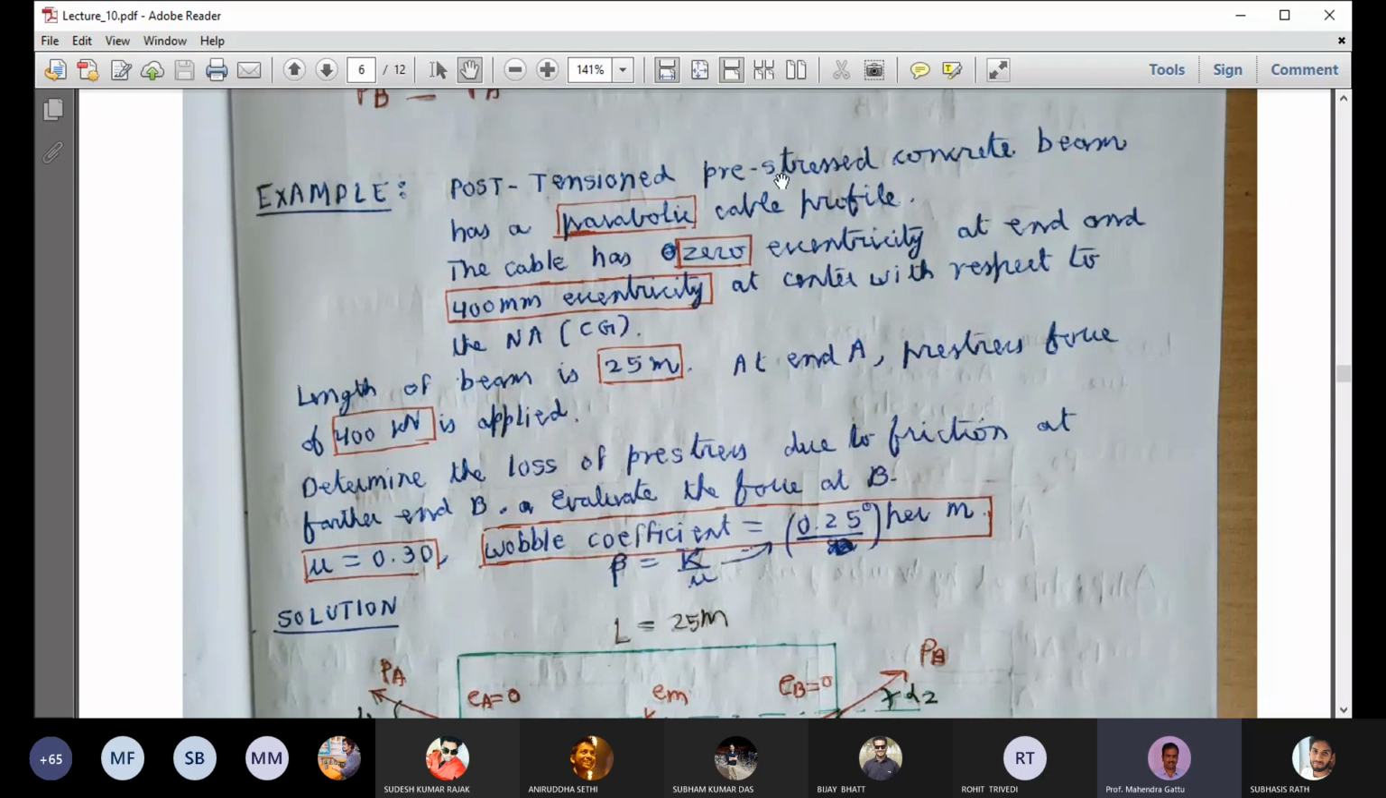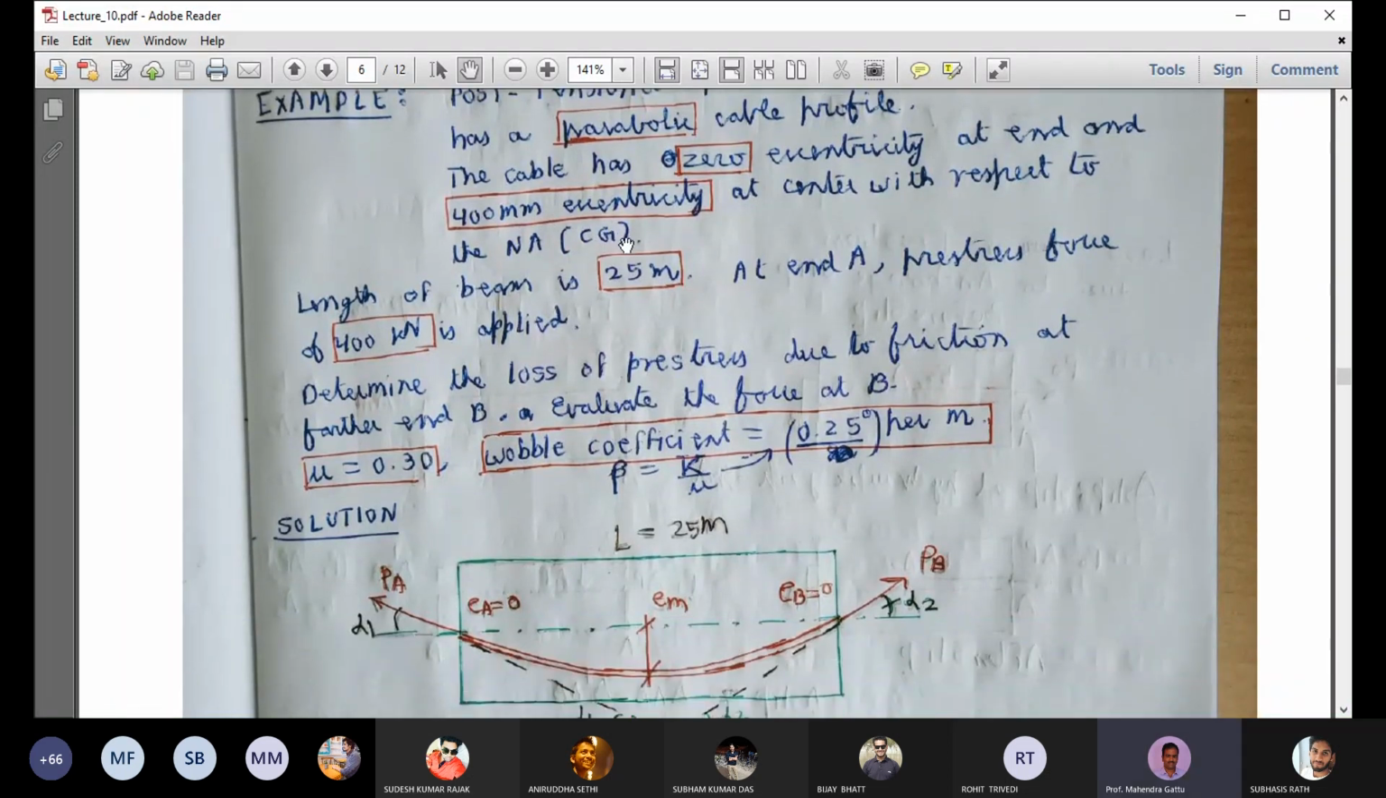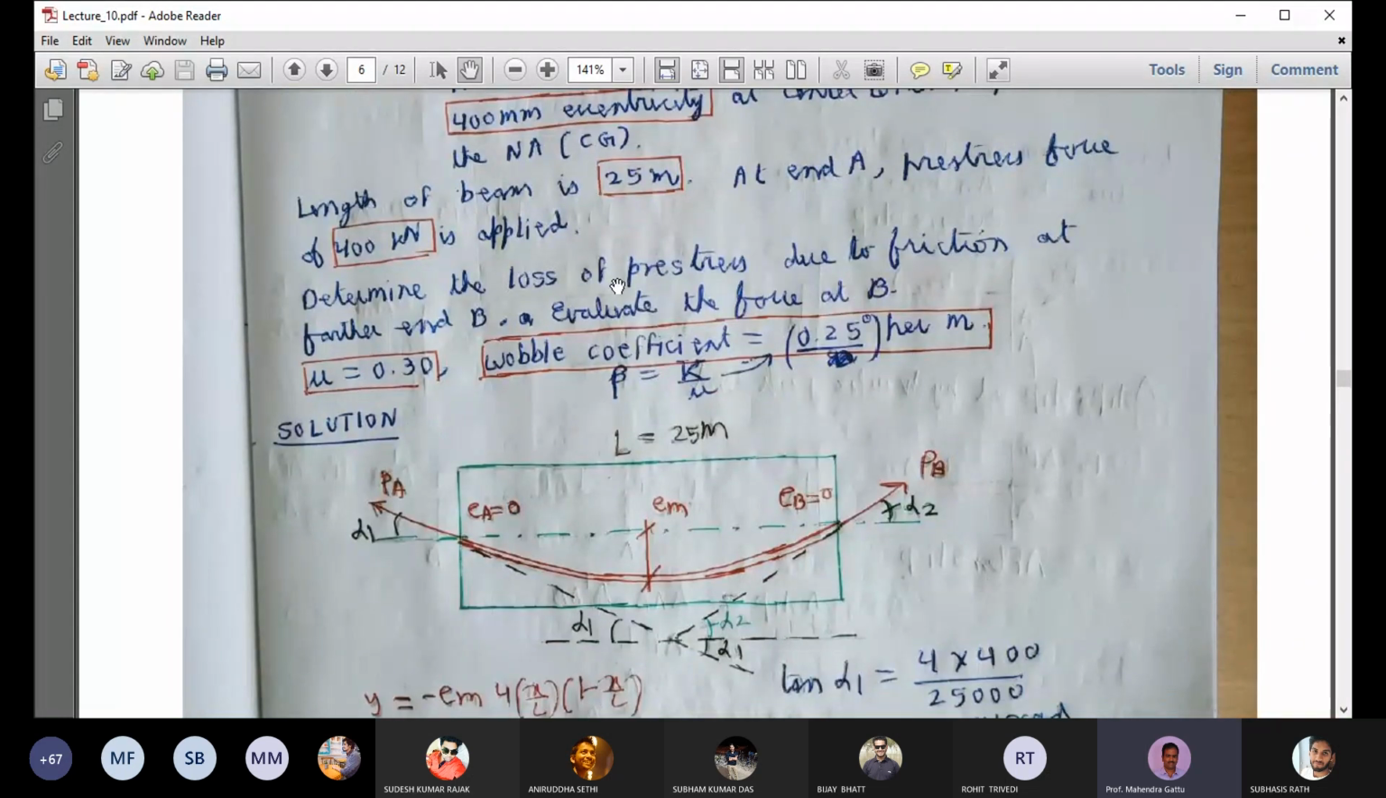So we have a post-tensioned pre-stressed concrete beam, and the cable has a parabolic profile. The cable has zero eccentricity at both ends, and at the center it has an eccentricity of 400 millimeters, and that eccentricity is usually with respect to the neutral axis. The span of the beam is 25 meters, and at end A the pre-stress force is applied. That value is 400 kilonewton. We are asked to find the loss of pre-stress due to friction at the farther end B, and evaluate that force at B.